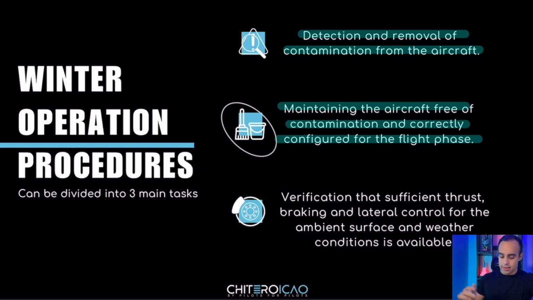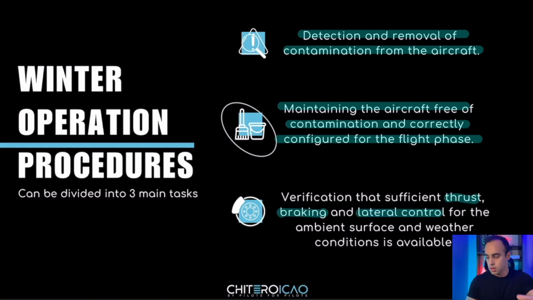And then the last step, we need to verify that we have sufficient thrust, braking, and lateral control of the airplane for the weather. Why am I telling you this? Because when it's too cold, we lose a little bit of performance because of air density, temperature, and even the fuel. We need more braking because the runway will be more slippery. It will not have the flexibility of the pavement anymore, and we need lateral control, right?